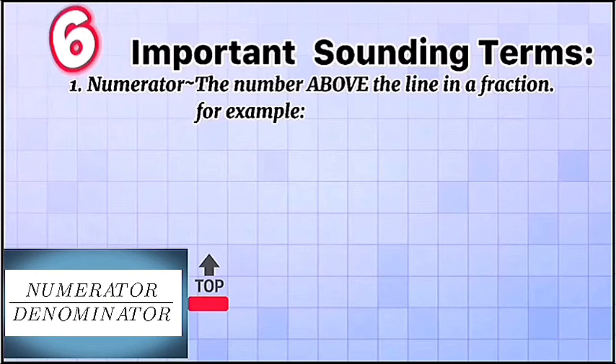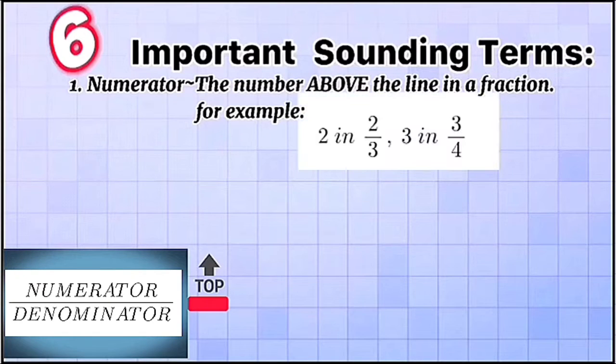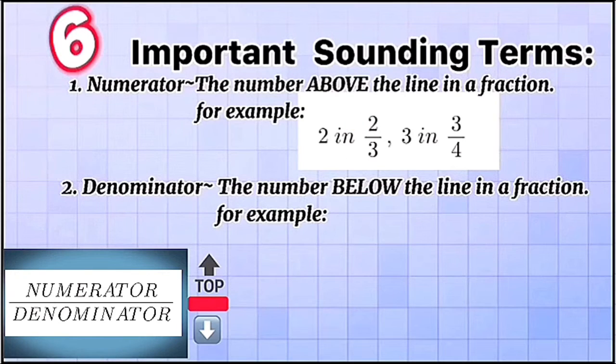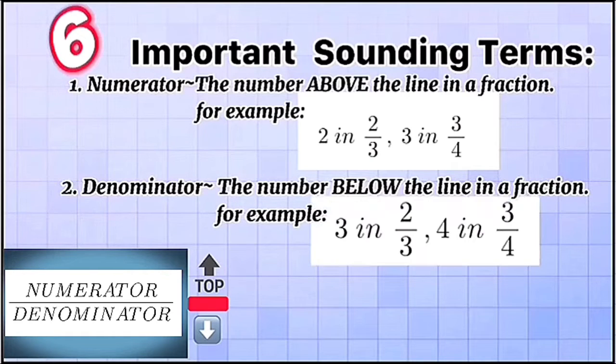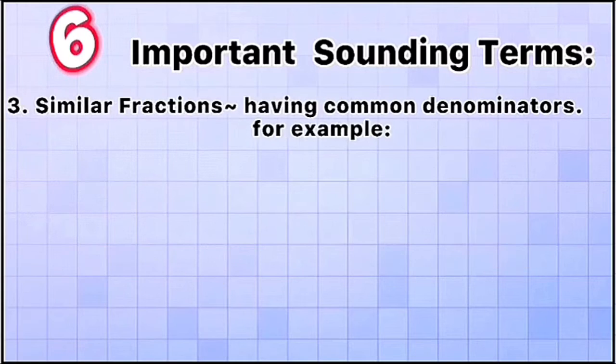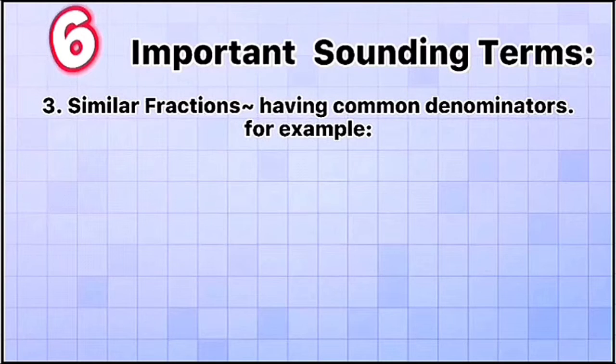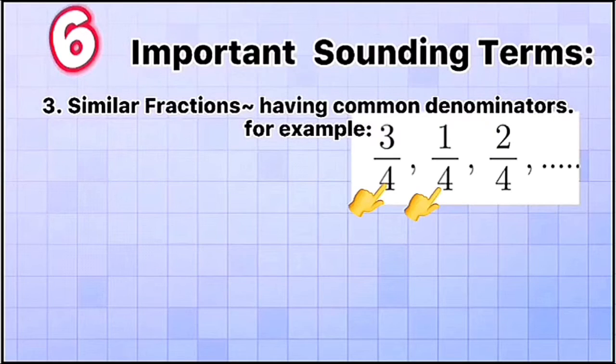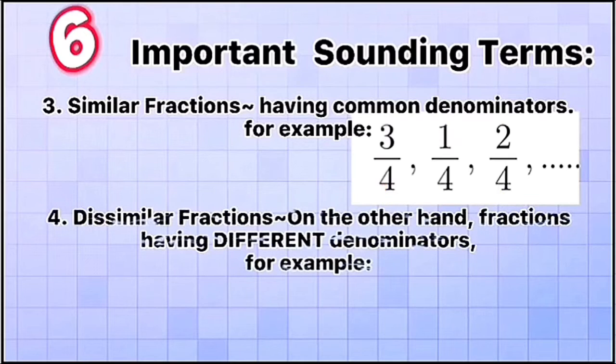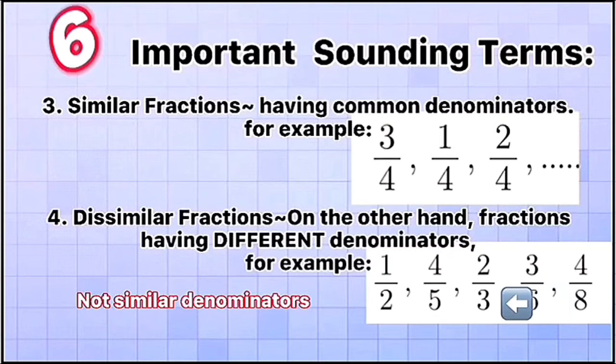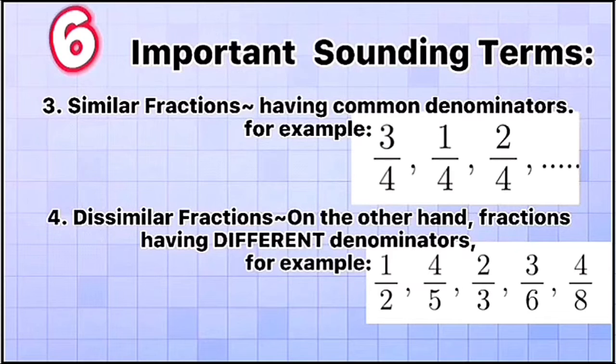First, we have numerator. This is the number above the line in a fraction. For example, 2 in 2/3 and 3 in 3/4. Denominator. On the other hand, this is the number below the line in a fraction. For example, 3 in 2/3 and 4 in 3/4. Similar fractions are a set of fractions having common denominators. For example, 3/4, 1/4, and 2/4. Dissimilar fractions, on the other hand, are fractions having different denominators. For example, 1/2, 4/5, 2/3, 3/6, and 4/8.